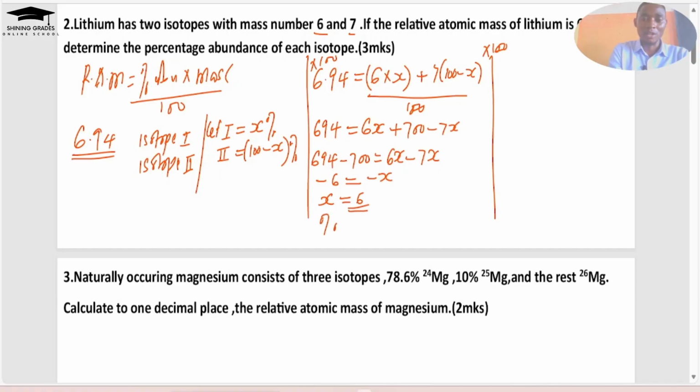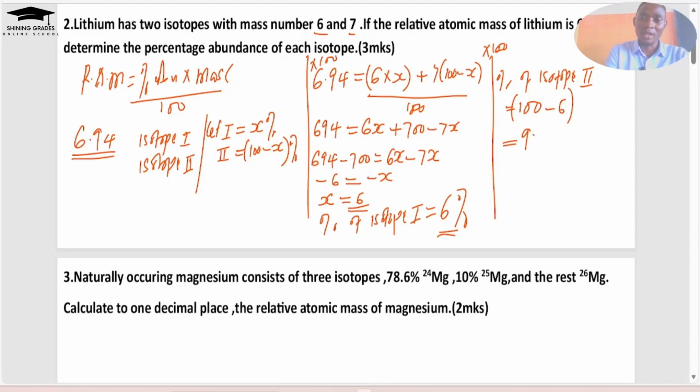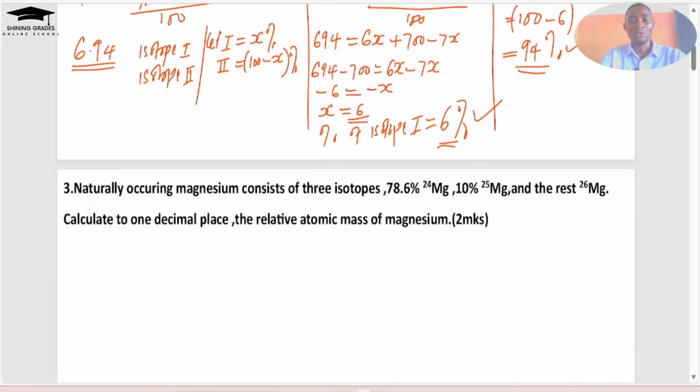So the percentage abundance of isotope 1 is equal to 6%, and the percentage abundance of isotope 2 is equal to 100 minus 6, which is 94%. And that's how we find the percentage abundances of the two isotopes. Moving to the next question.